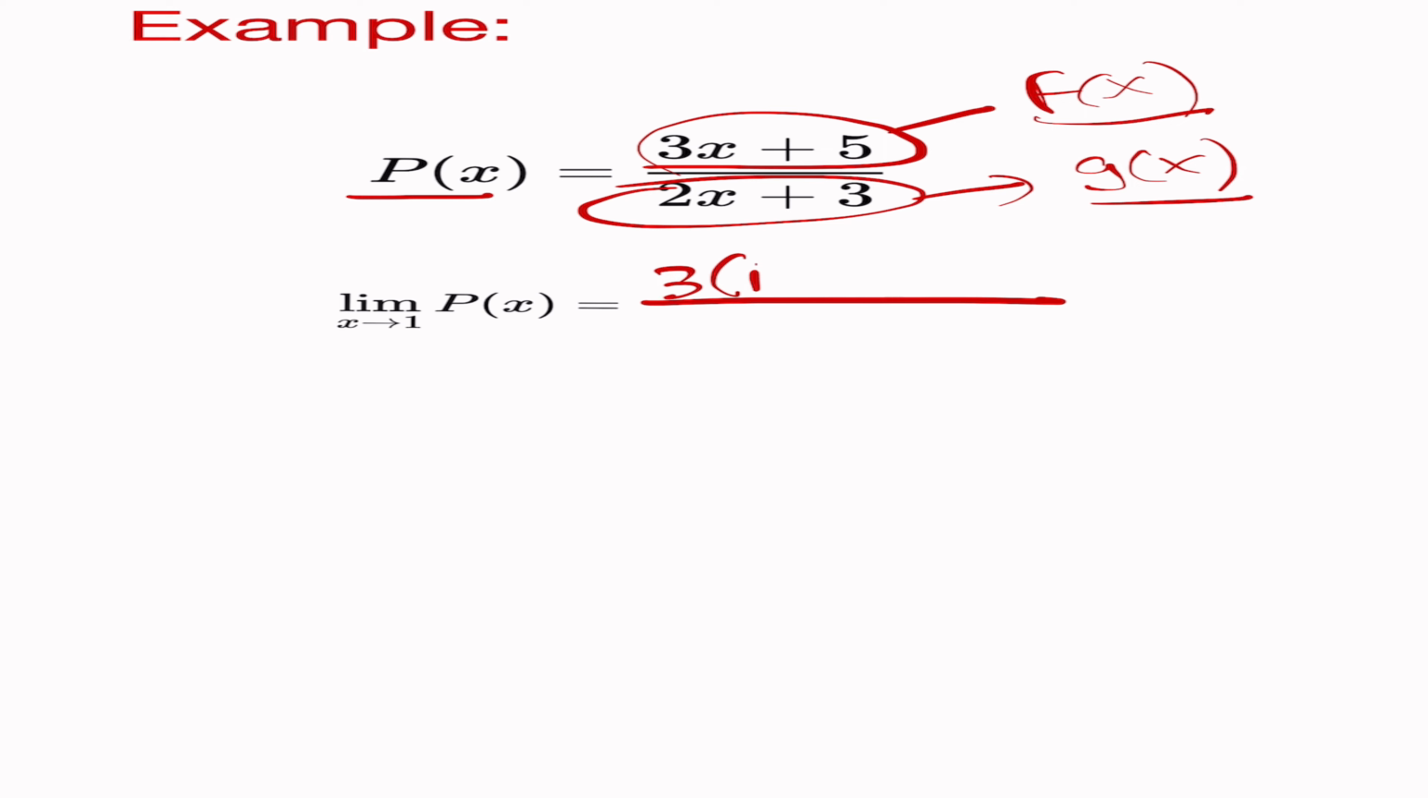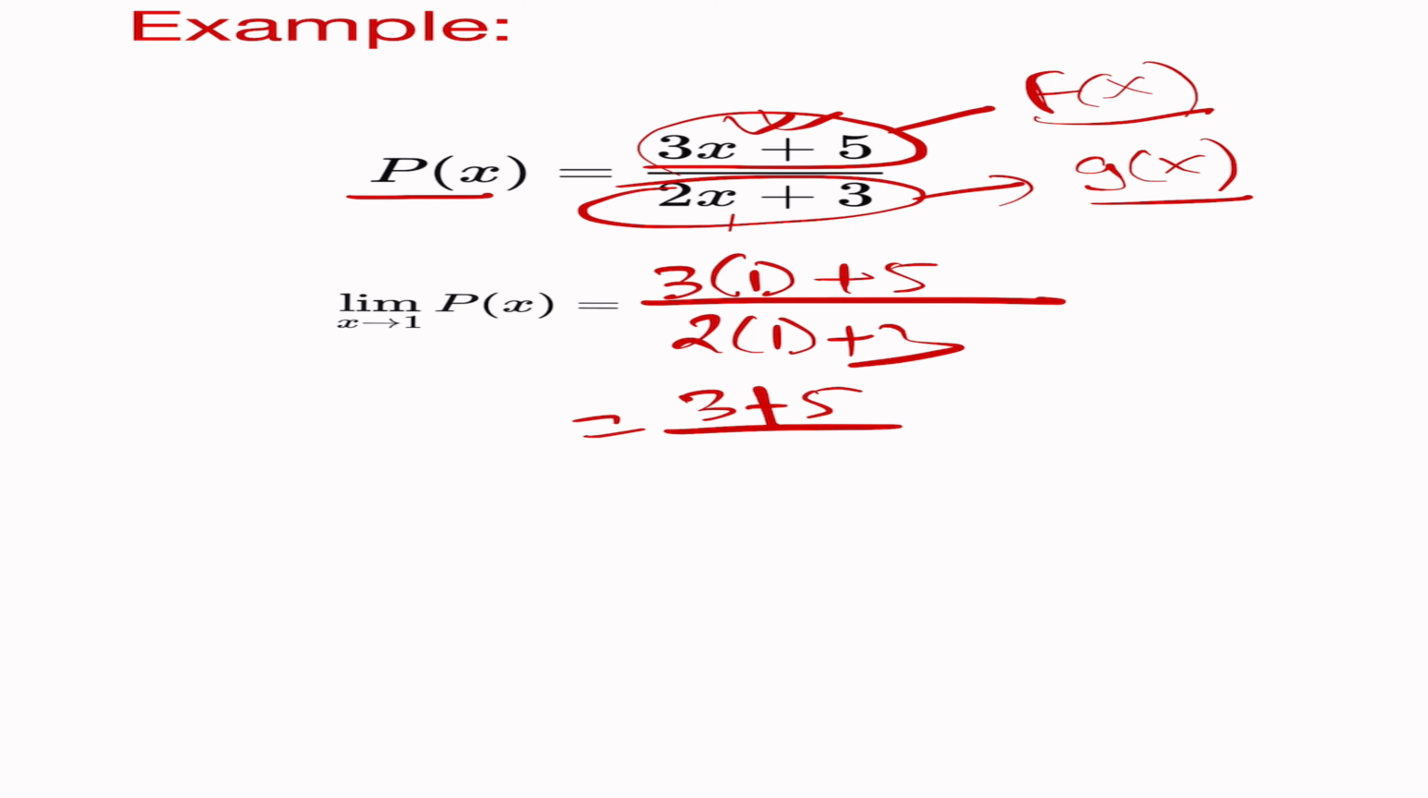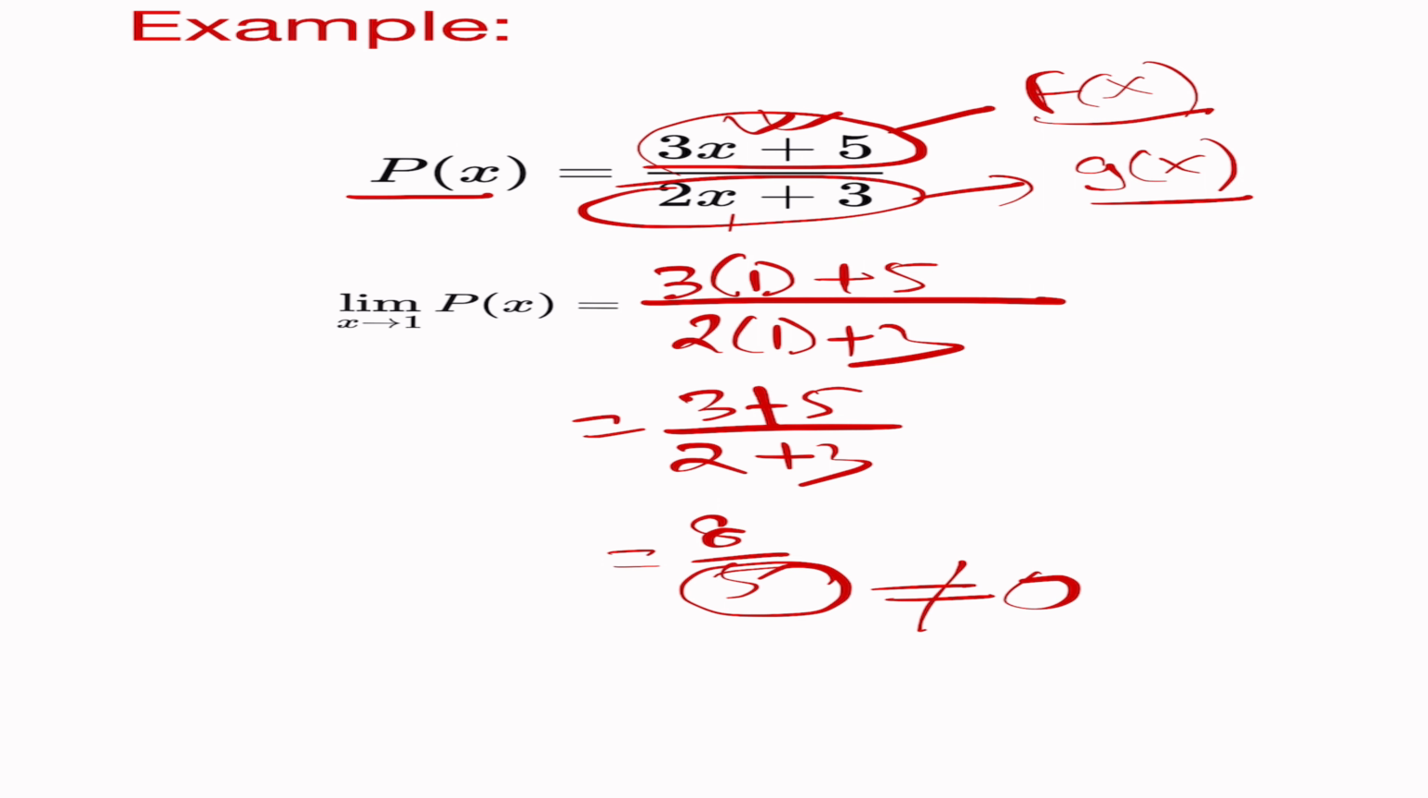So we can just simply write down 3 times 1 plus 5. We plugged in 1 in the top function and 2 times 1 plus 3 in the denominator, right? So 3 times 1 is just 3, plus 5, right? And 2 times 1 is just 2, plus 3. So it's 8 over 5. You see, the denominator is not 0. So this function is defined, right? So this is our answer, 8 over 5.